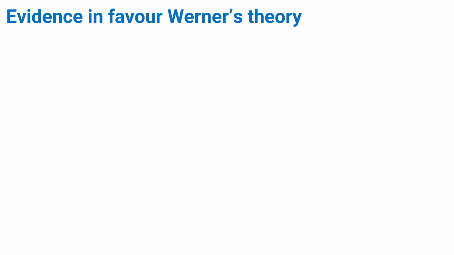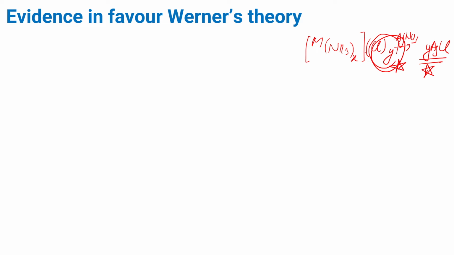He added silver nitrate to the metal complex. For some metal complex, let's say X chloride ions were inside and some chloride ions Y were outside. So when he was adding silver nitrate, he observed that he was getting Y amount of silver chloride, because only those which are outside will be precipitated.